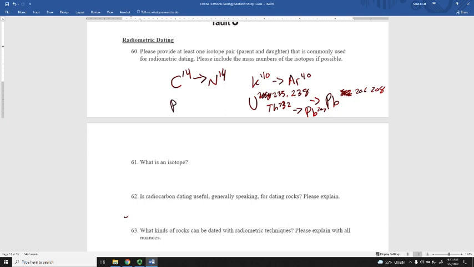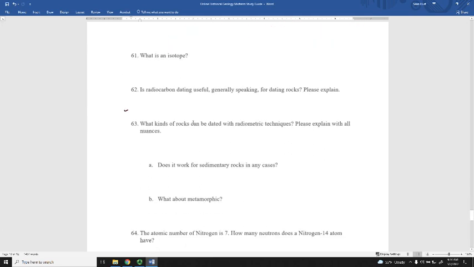Also, you should know, for example, rubidium-87 going to strontium-87, like that. Okay, so there's some examples for you. You should know what an isotope is. An isotope is just an atom of a particular element that has more or fewer neutrons, and so it has a different mass number. So it has the same atomic number. Atomic number is just the number of protons, that determines what element it is. So same atomic number, different mass number.